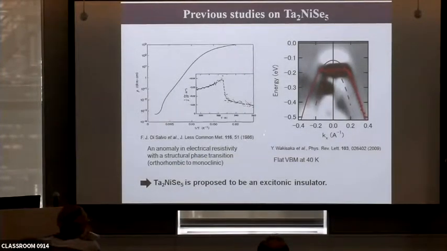In 1986, they measured the electrical resistivity depending on the temperature. In the data of the derivative of resistivity with respect to temperature, it shows an anomaly at around 320 Kelvin. Actually, this temperature coincides with the structural phase transition temperature. And in 2009, a Japanese group did the ARPES measurement on this sample, and they found an unusual flat band near the gamma point. So due to this unusual behavior, this sample is proposed to be an excitonic insulator.